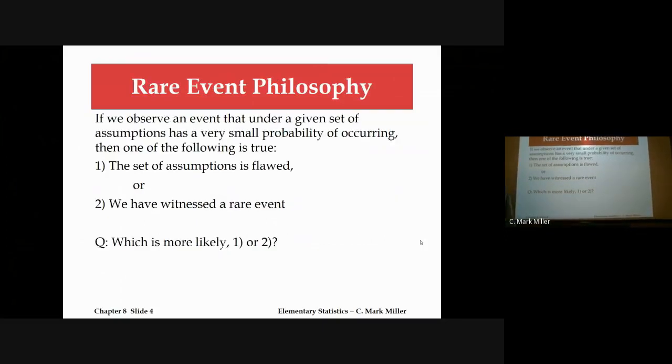Rare event philosophy. Just listen, because I'm going to say a lot more than is written on these slides. So not having the slides is not a huge barrier yet. In a couple minutes, I'll run downstairs and get that. Rare event philosophy. When under a certain set of assumptions, we observe something that is very unlikely to occur by chance, there are only two possibilities. One is that we have actually witnessed a rare event. Rare events do occur.